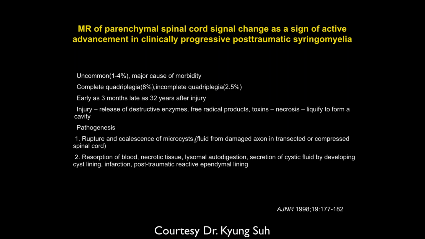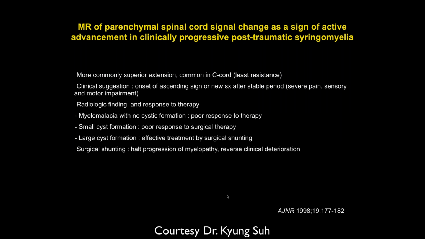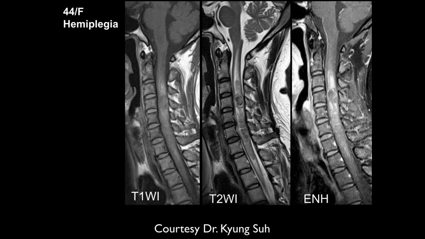And then you can develop cysts, which can rupture and coalesce to form larger cysts. And then obviously if you have blood products from trauma and so forth, you can develop necrotic tissue, autodigestion with enzymes which destroy some of the cord. So there are a lot of different pathophysiologic mechanisms where you can end up with defects within the cord. Mostly trauma. Yeah, mostly trauma.